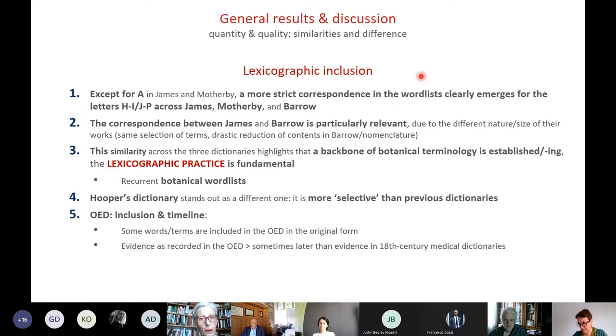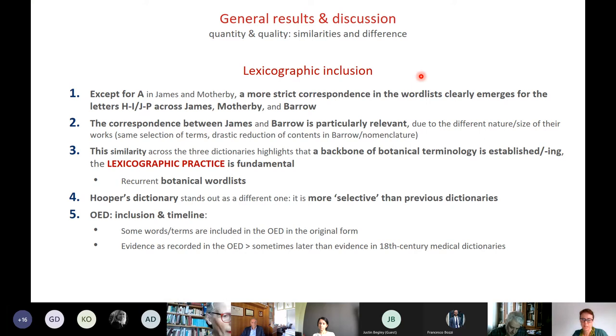except as regards these four dictionaries, a more strict correspondence in the word list clearly emerges for the letters in the middle way, H, I, J, and P, across James, Motherby, and Barrow, so they are strictly related, even though the size and the general aims are different. The correspondence between James and Barrow is particularly relevant due to the different size of their works and their aims and their intention and their practice as well.